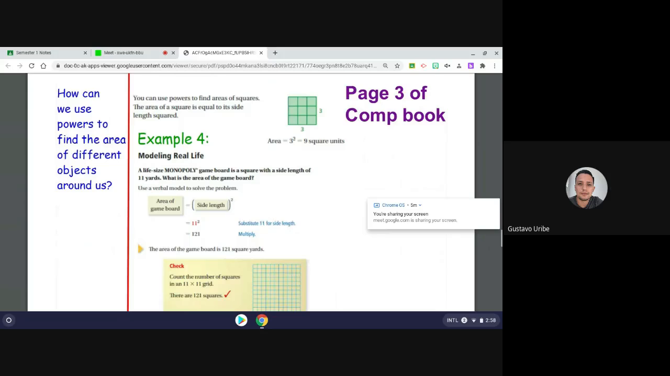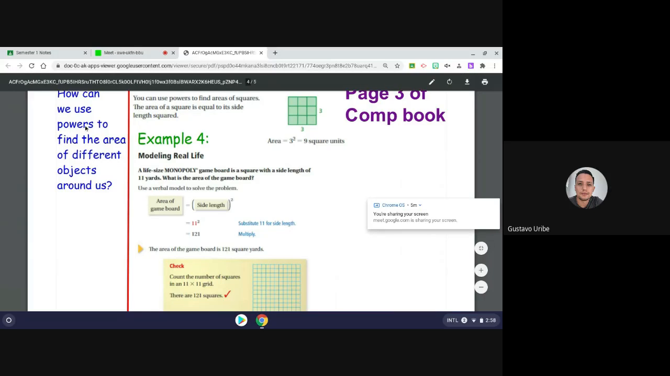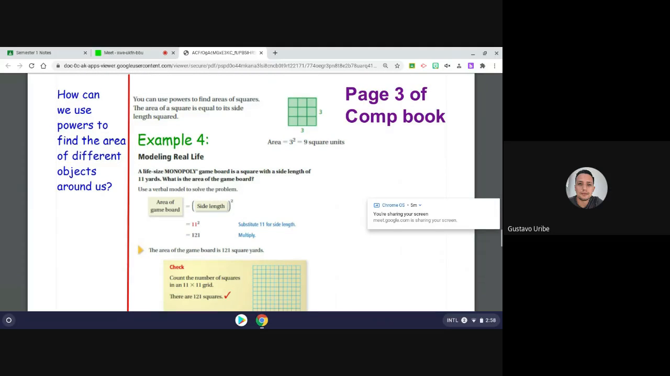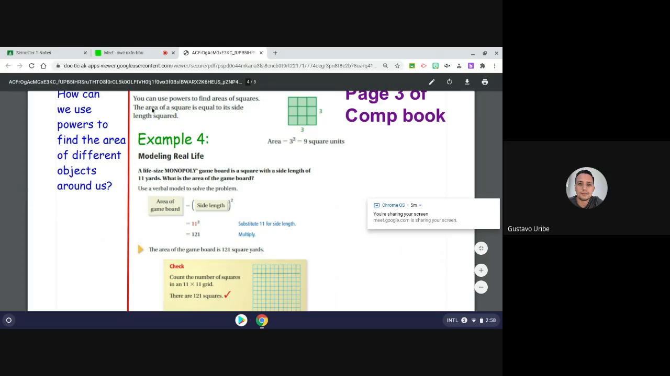Okay, let's go ahead and have our last example here to finish off the lesson. How can we use powers to find the area of different objects around us? So this is going to be rooted more not just on paper, but in everyday life. How can we use it right outside of school? So you can use powers to find areas of squares. The area of a square is equal to its side length squared.